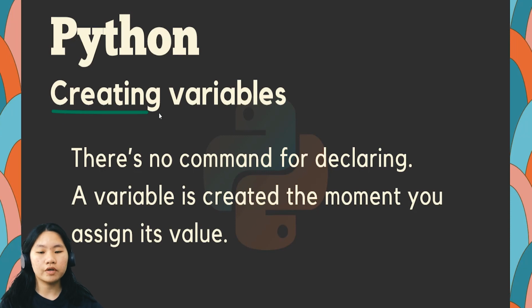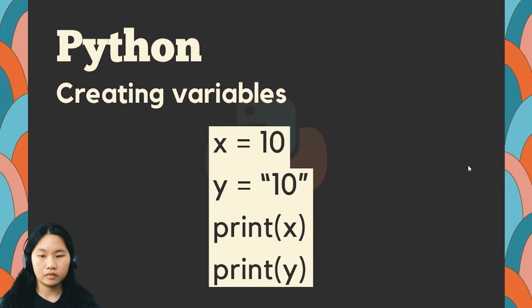First off, creating variables. So there's no command for declaring a variable. As I've mentioned in lesson number 1, I'll link it up here, a variable is created the moment you assign it a value. Now I have a bit of a demonstration here.